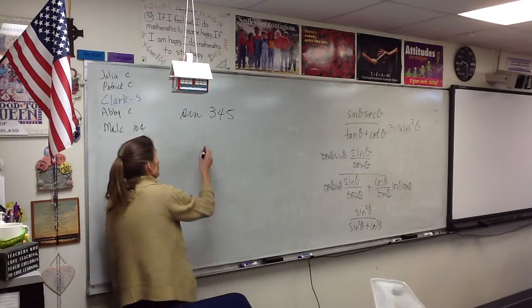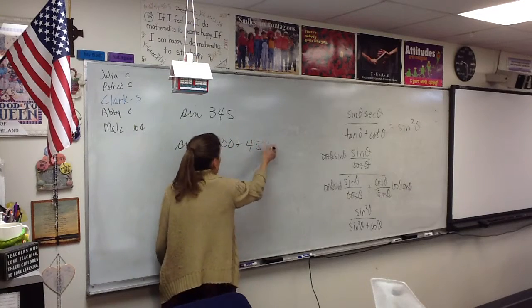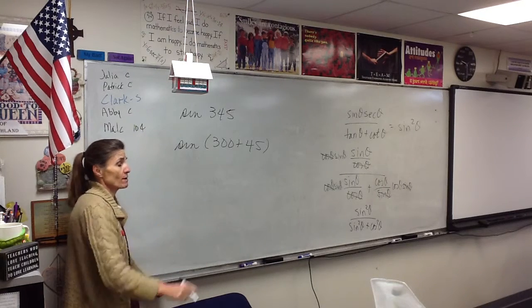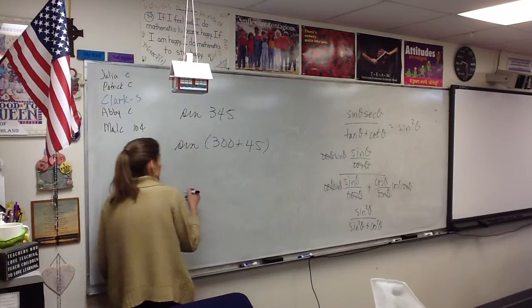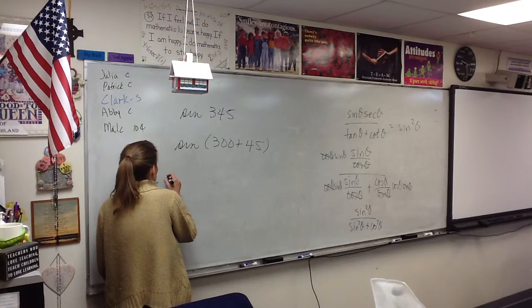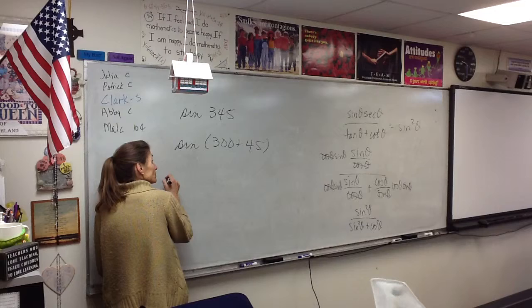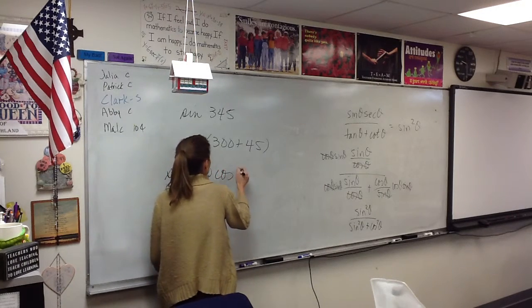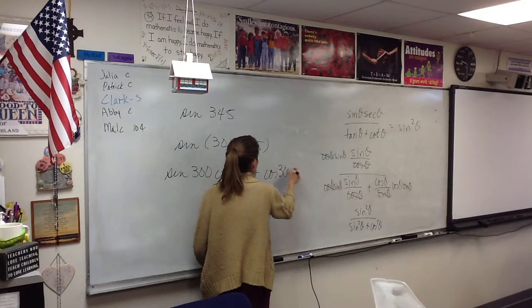So one option would be 300 plus 45. That's the first one that pops into my mind. There are tons of options, but you've got to use angles that are 30s, 60s, or 45s. And 345 are. So now the formula: sine 300 cosine 45, plus cosine 300 sine 45.